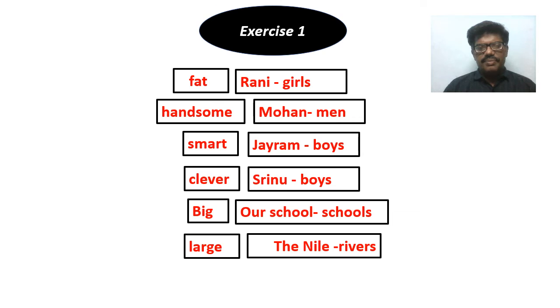In the next example, the adjective big is given to compare more than 2 units, our school and other schools. And in the last example, the adjective large is given to compare more than 2 units, the Nile and other rivers.